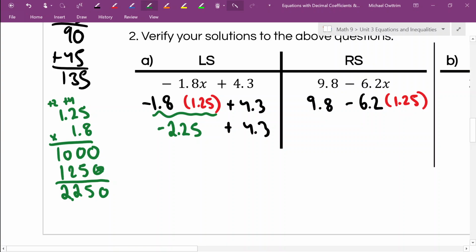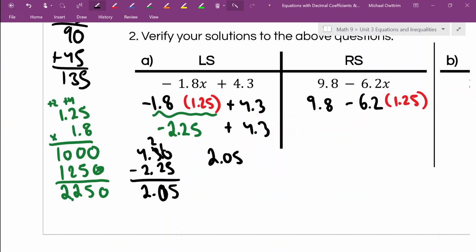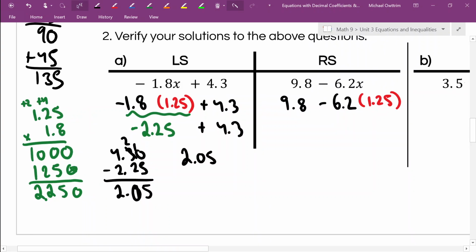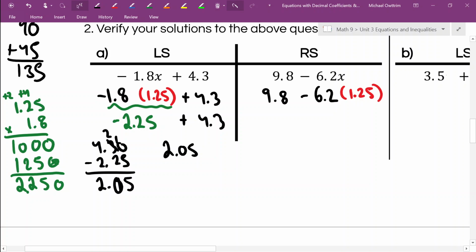Negative times positive. To finish up, we're adding our values with different signs here. So we're in fact going to subtract those numbers. Oops, 0.2. So the value of the left side is 2.05. Remember, we don't really care what exactly the value is. We just want it to be the same as the value on the right side. So let's figure out what the value on the right side is.